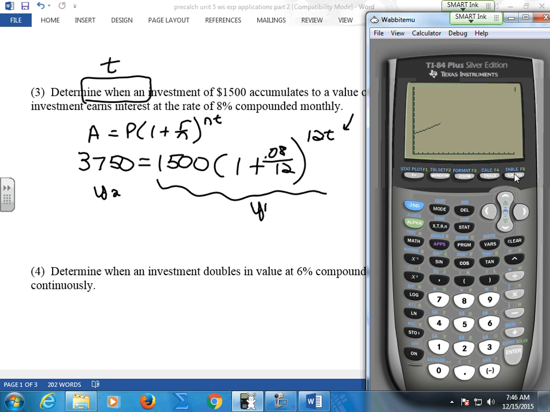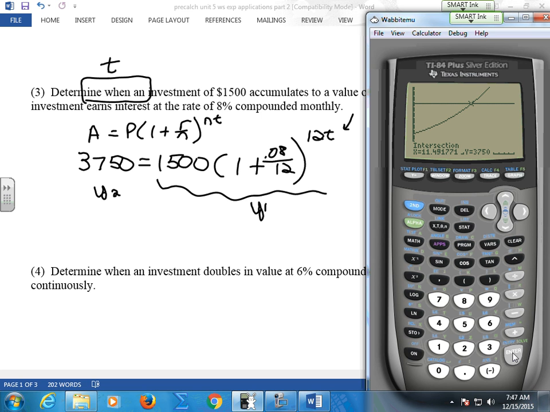I want to see my graph grow. Look, my money's growing. Better than it going the other way. Yes, there's my 3750. And I want to see my x value when I reach that amount. How do I find where they cross? We have to go second calc, intersect. There you go. First, second, guess.